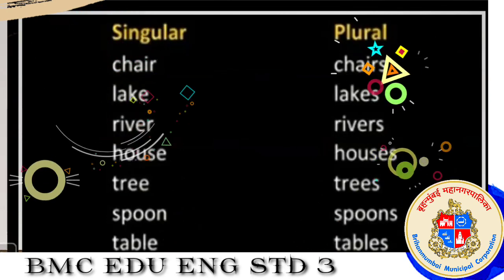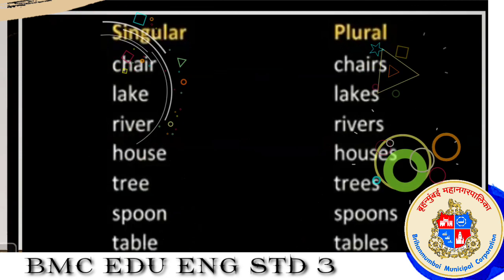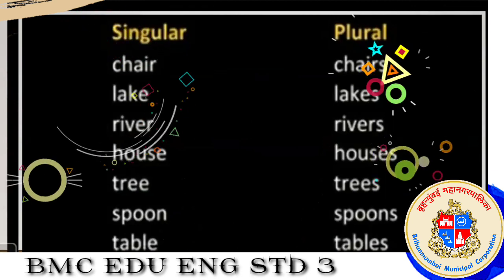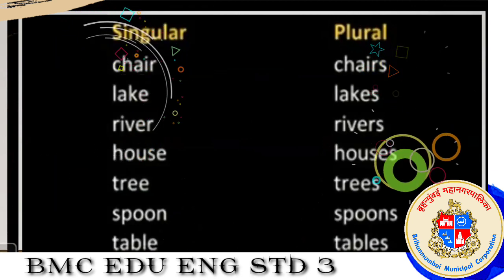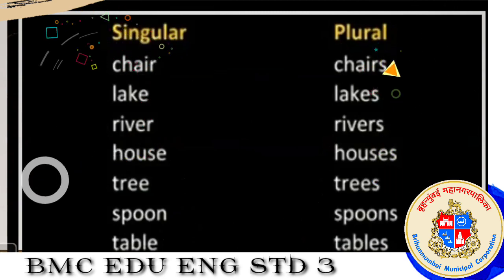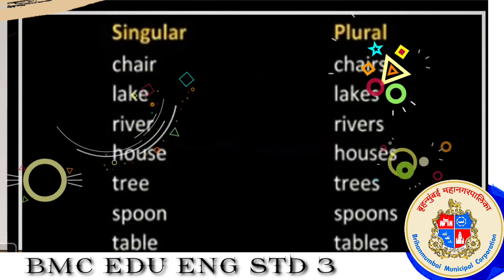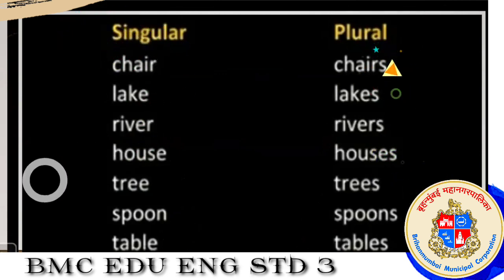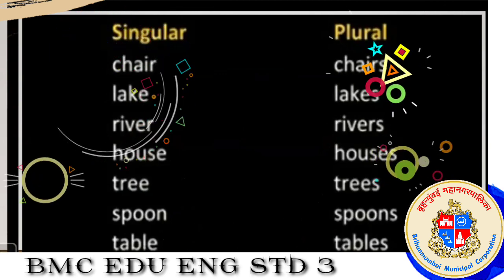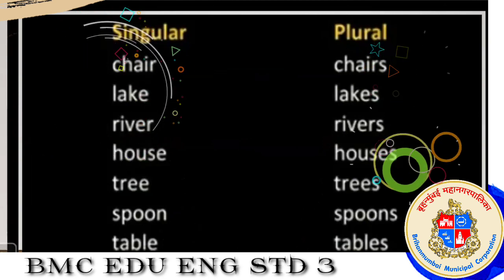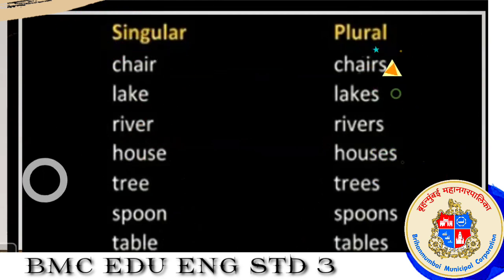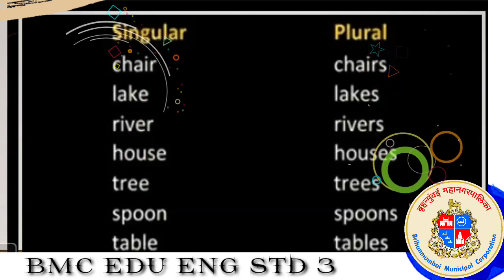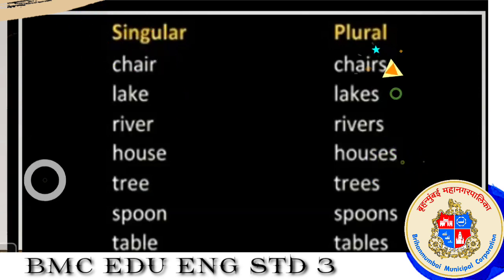Chair, chairs. In singular, it is chair. In plural, it is chairs. Lake, lakes. River, rivers. House, houses. Tree, trees. Spoon, spoons. Table, tables. Here what we did, we added S at the end of the spelling to make a plural.